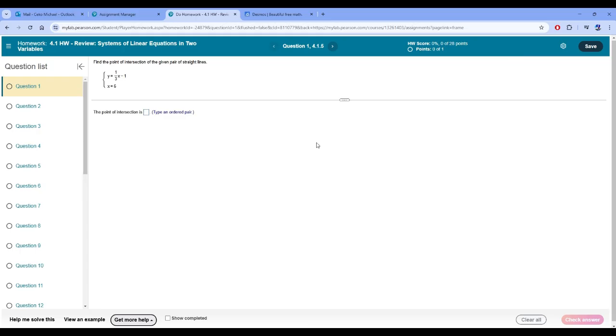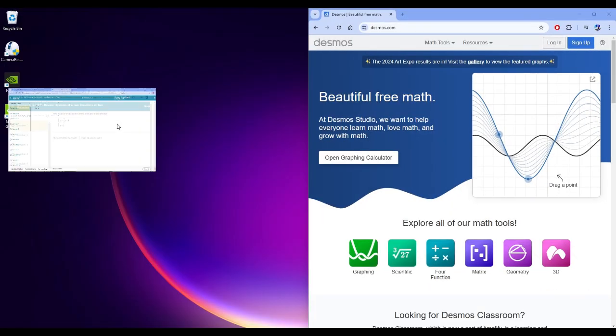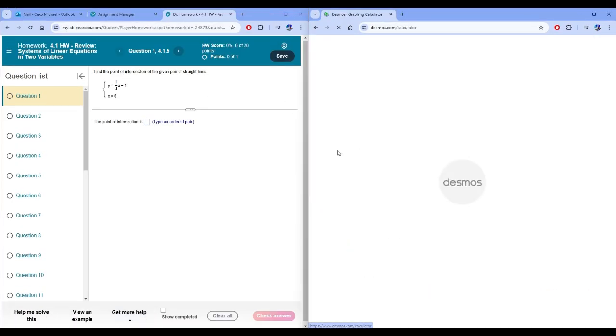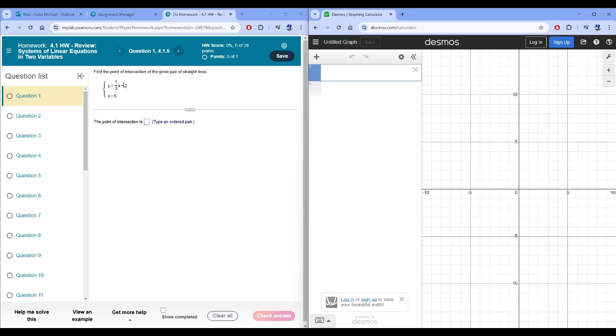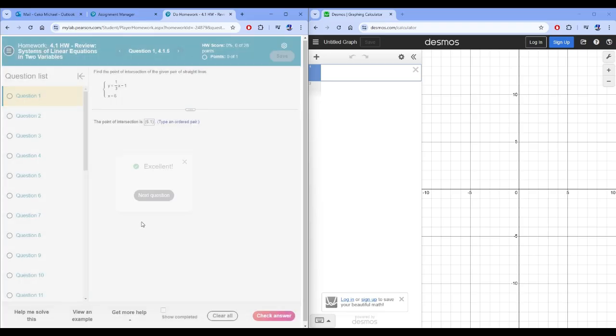Alright, let's get into it. If I'm going to do it like this, then I'm going to be heavily relying on Desmos, which is totally fine today. So here, find the point of intersection of these given lines. Well, I can tell you right off the bat, since x is equal to 6, plug in 6: a third of 6 is 2, 2 minus 1 is 1, so that's going to be the intersection, 6 comma 1. They're just looking for that.